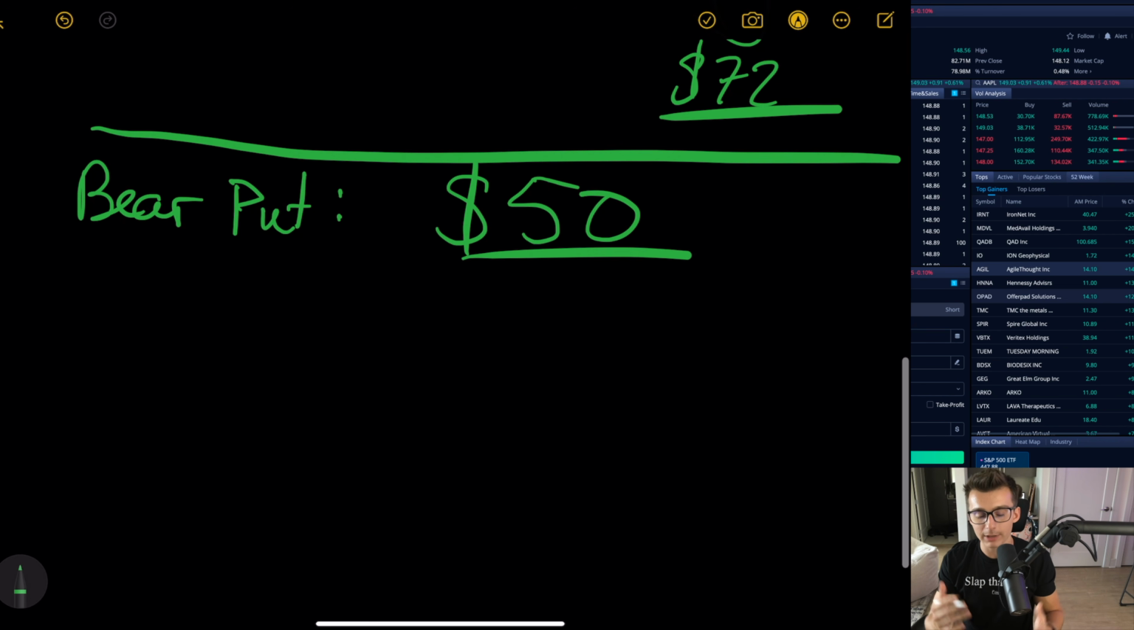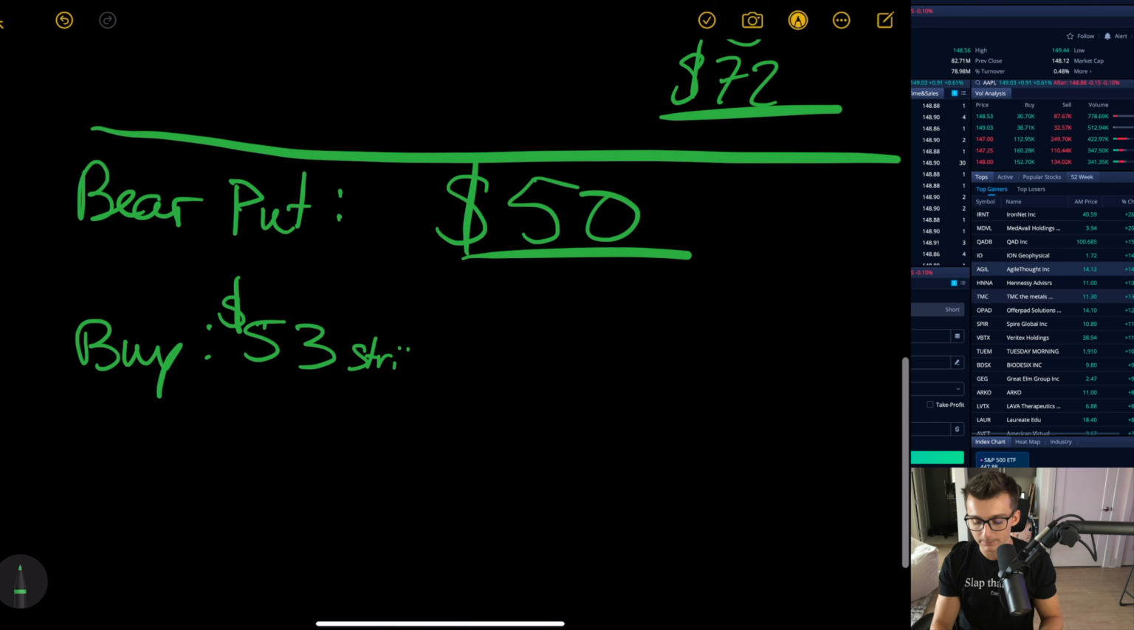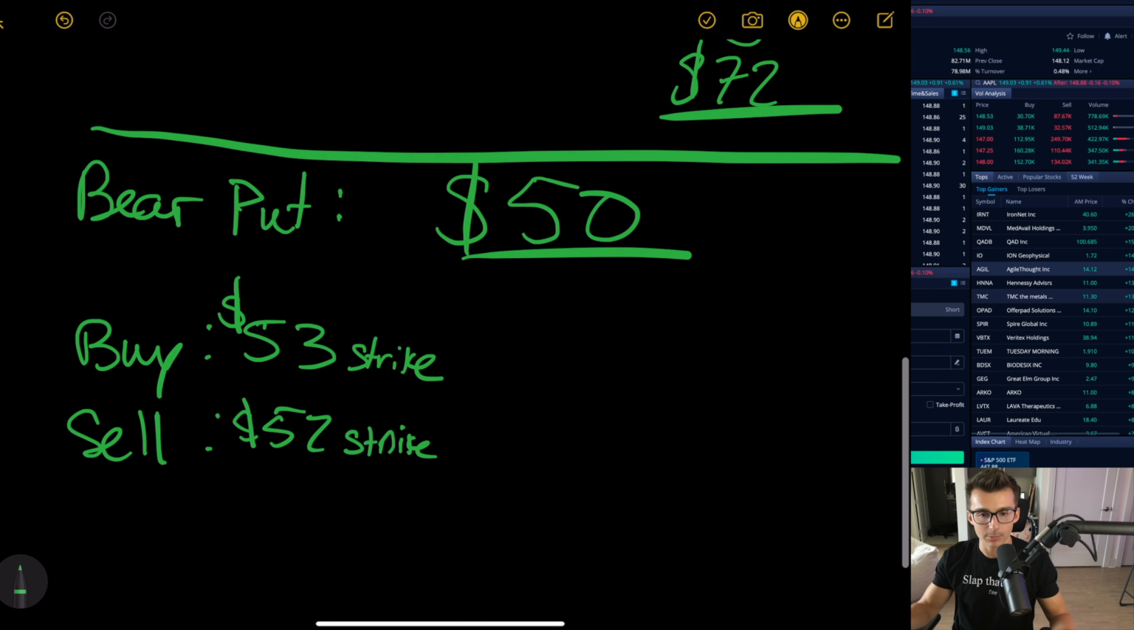What we are going to do for a bear put debit spread is we're going to buy a strike price that is higher than what we're going to sell at. So let's say we want to buy the $53 price, okay? This is a strike price we're going to buy, and we're going to sell the 52s, okay? So we buy the 53s, we sell the 52s, and now what do we have? We have a bear put debit spread. So how do we make money on this? How do we achieve our max gain? This stock must stay below $52 per share in order for us to achieve max gain.